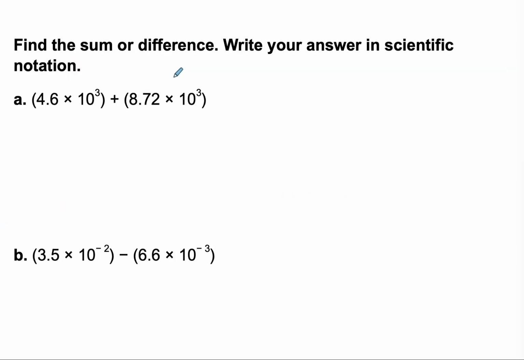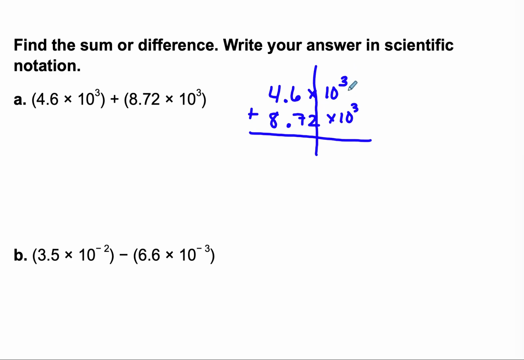All right, find the sum or difference. Write your answer in scientific notation. I'm going to write them out this way. 4.6 times 10 to the third plus 8.72, I'm going to line up my decimal, times 10 to the third equals. All right, my 10 to the thirds are the same. Great. So I'm going to make it times 10 to the third.